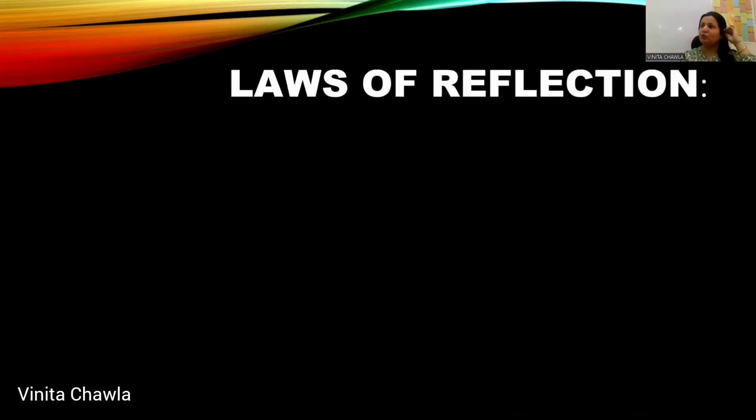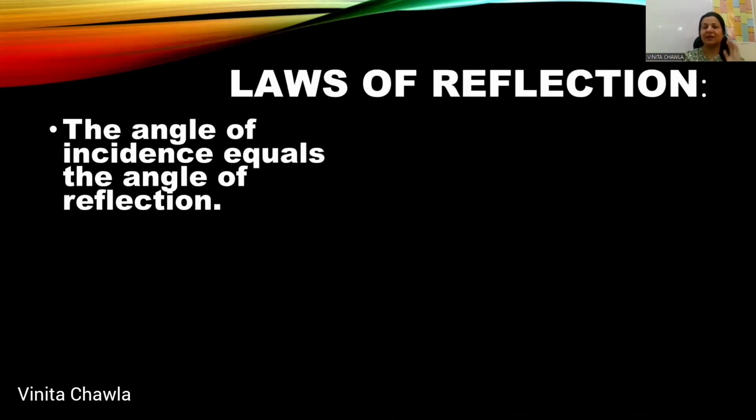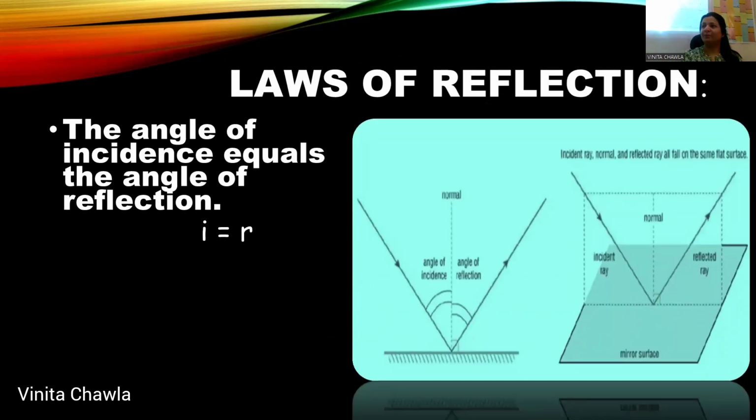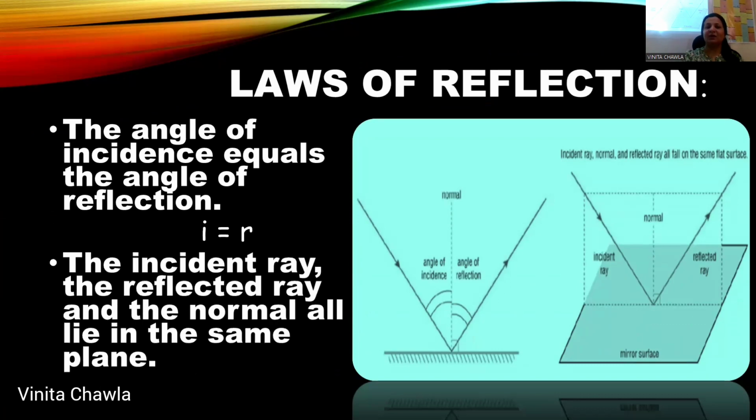Next, we have laws of reflection. So there are two laws of reflection. First law is that angle of incidence and angle of reflection are equal to each other. Angle i is equal to angle r. And second is incident ray, reflected ray, and normal all lie in the same plane. So these are the two laws of reflection.